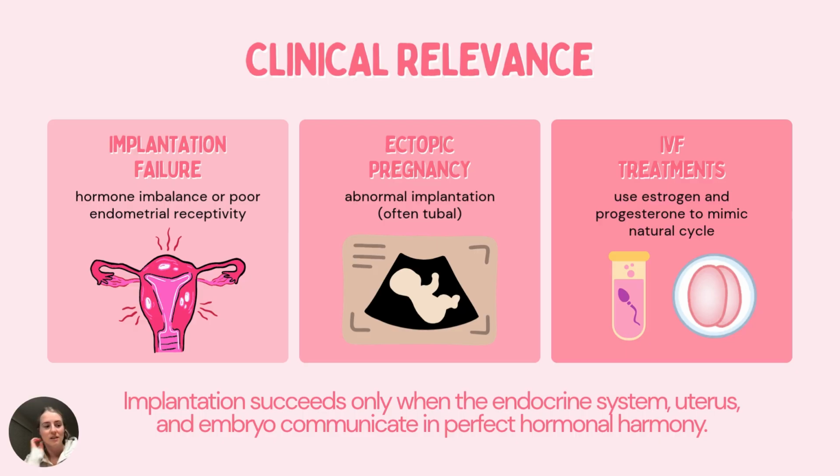So all of these things emphasize that implantation succeeds only when the endocrine system, the uterus, and the embryo communicate in perfect hormonal harmony. Without coordination, or when something fails, the pregnancy cannot progress.